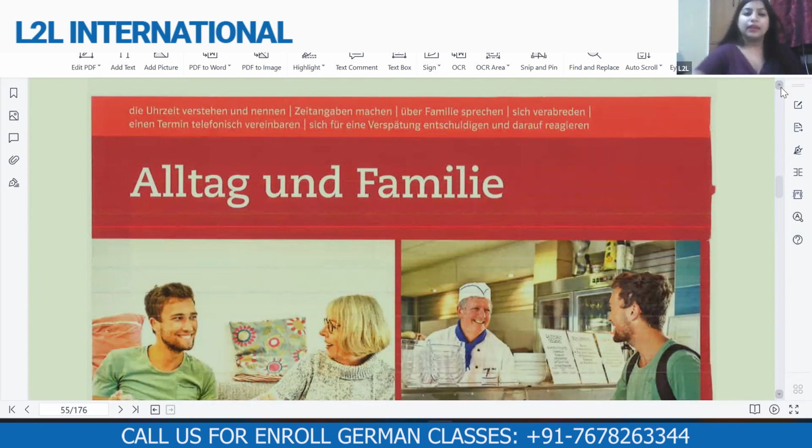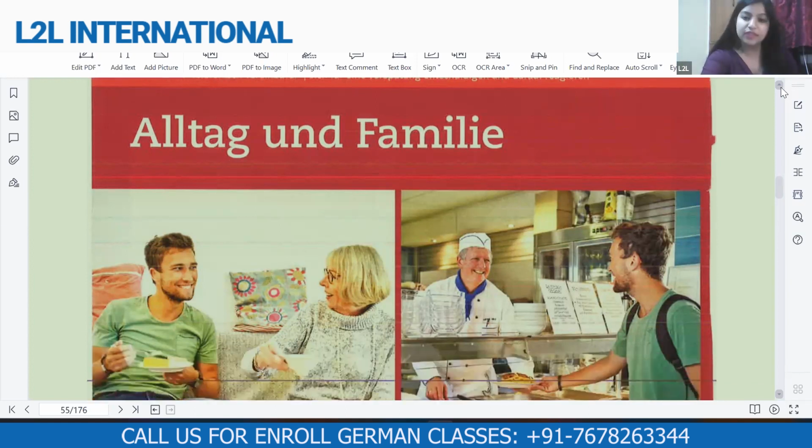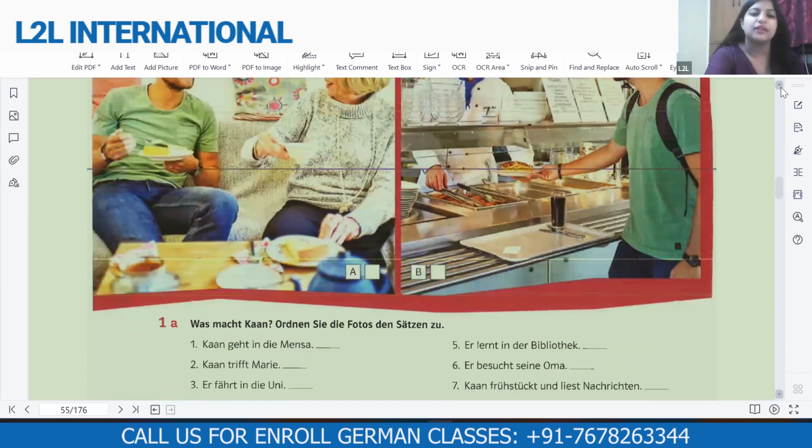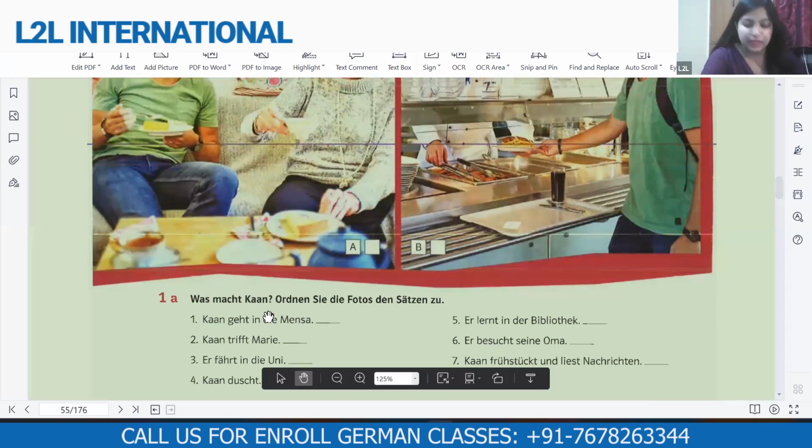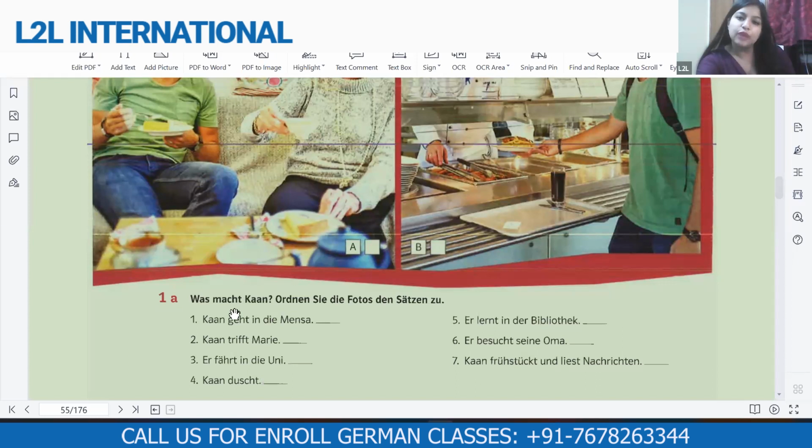Okay, so before that, here on page number 54 and 55, you can see there are pictures given here: A, B, C, D, E, F. So what do you have to do? You have to arrange them. For example, there are certain sentences you can see here. Was macht Kann? Kann. Now Kann means one person who is common. So what do you think? Who is Kann in all the pictures? Who could be Kann?